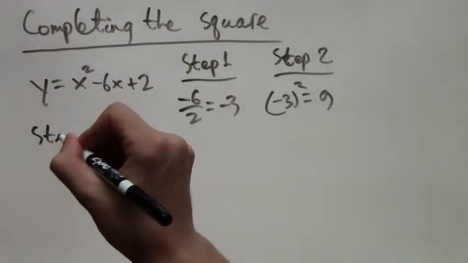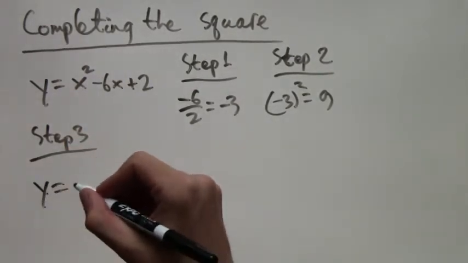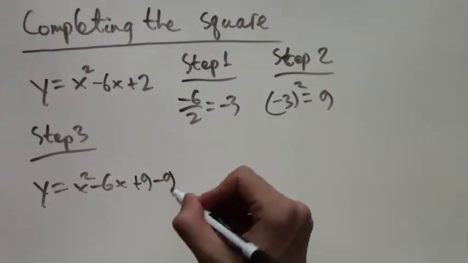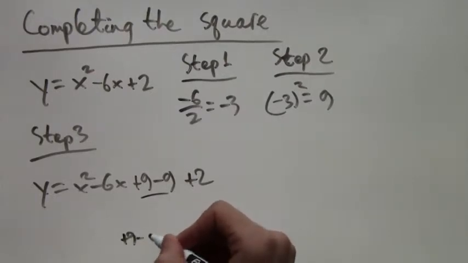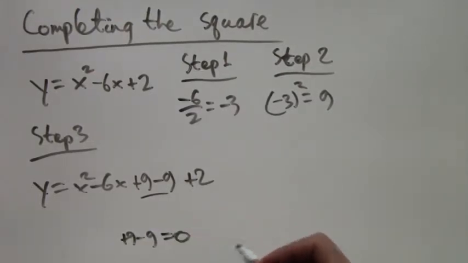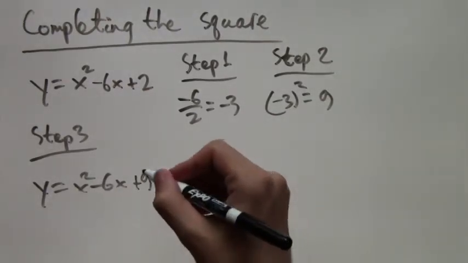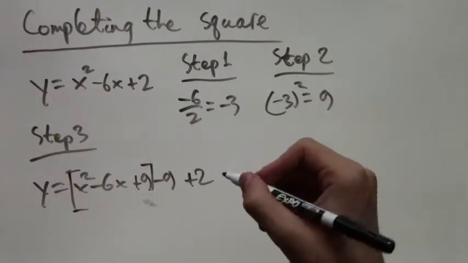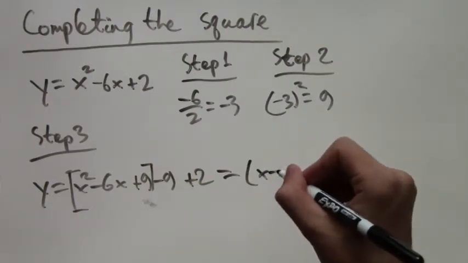the last important step to just remember is we rewrite our equation as follows: x squared minus 6x plus 9 minus 9 plus 2. Since plus 9 minus 9 is just equal to 0, it doesn't change anything. We have the same function. But what's important is how we're going to group this. And we're going to put the plus 9 with the x squared minus the 6x. And here we should recognize the square that we had before, the (x minus 3) squared.